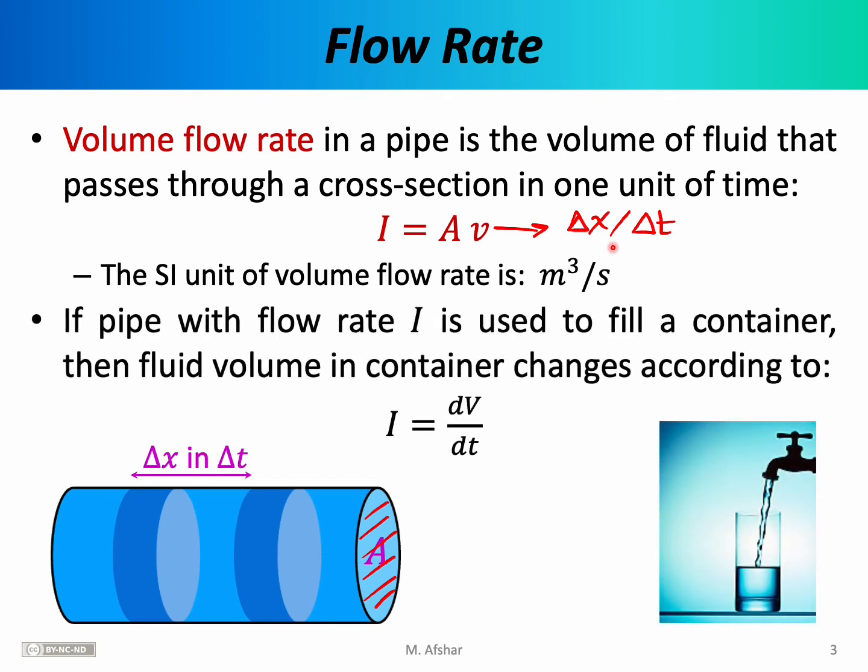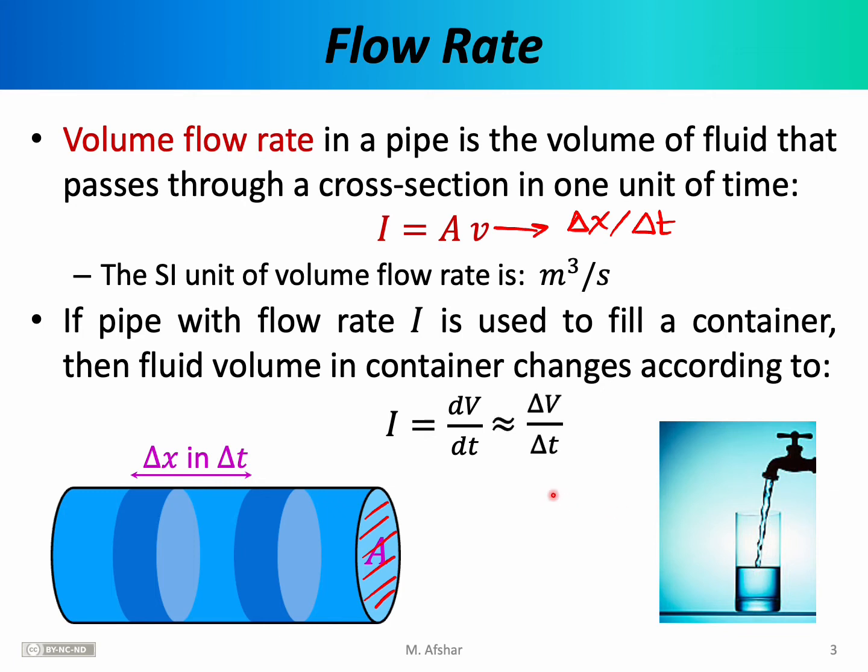If a pipe with flow rate I is used to fill a container, then fluid volume in the container changes according to this equation here. So the volume flow rate is equal to the derivative of volume in a container with respect to time. For example, if you're using a faucet to fill a glass of water and you want to know how much water there is inside the glass after some time, you could use this equation to figure out the volume of water, assuming that you know the flow rate in the pipe.